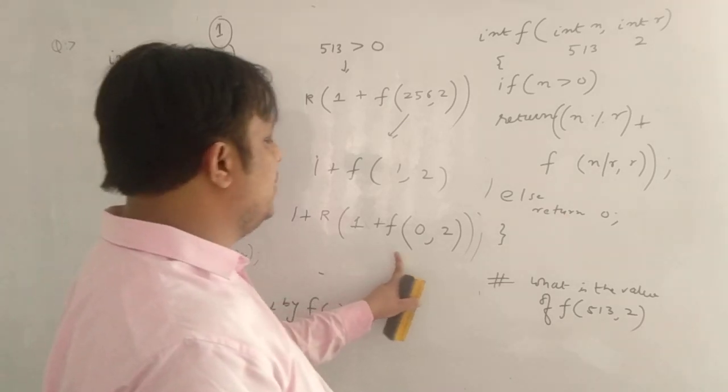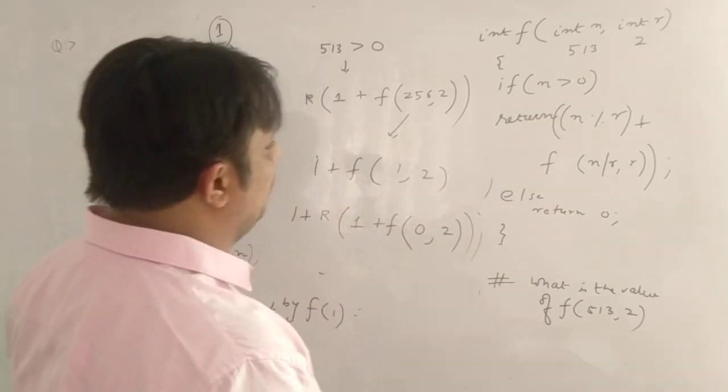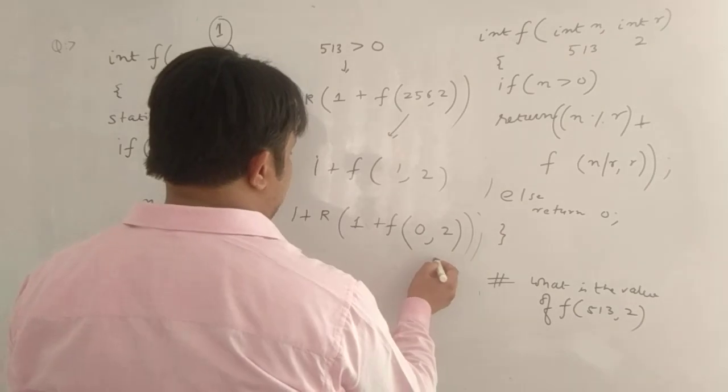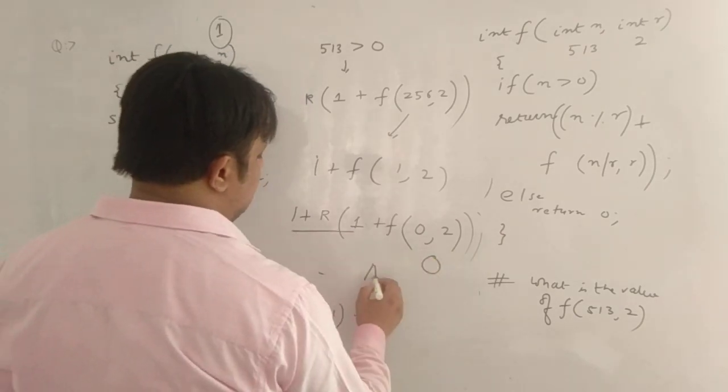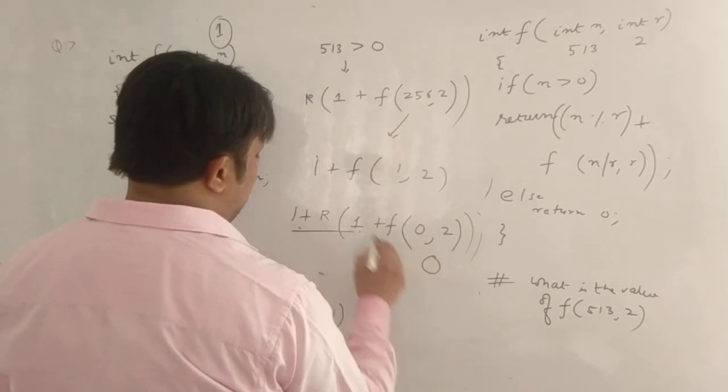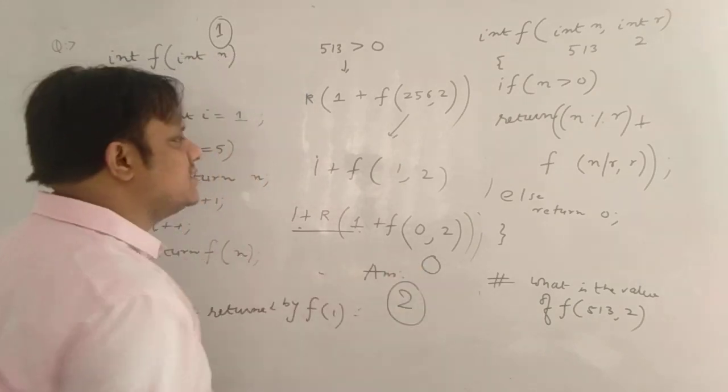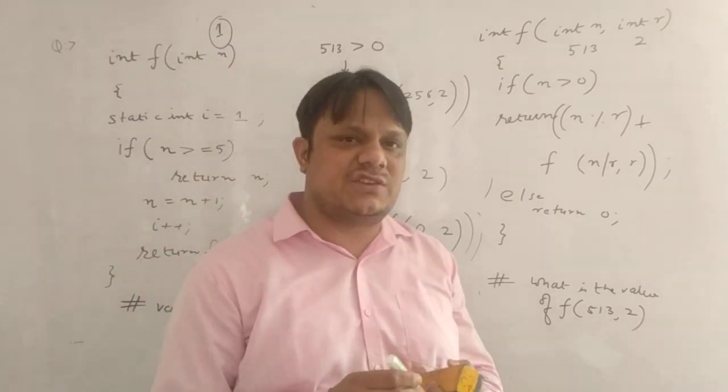Now you call 0 comma 2. Is 0 greater than 0? Condition is false, right? So this function returns 0. So the answer is 1 and 1, which is 2. 2 is the answer. Alright guys, thank you so much. Take care. Bye.